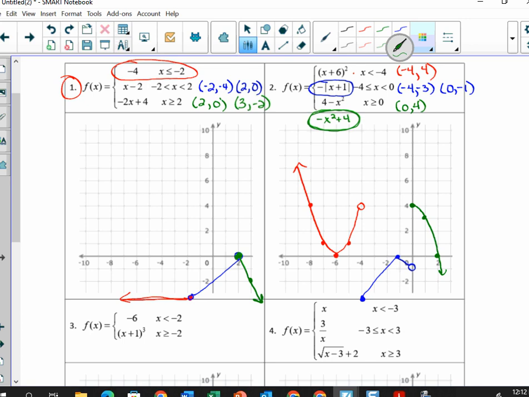How come we don't have y-axis if there's negative on x? It's not a negative in here with the x. It's a negative outside. Okay? I know it's tricky.